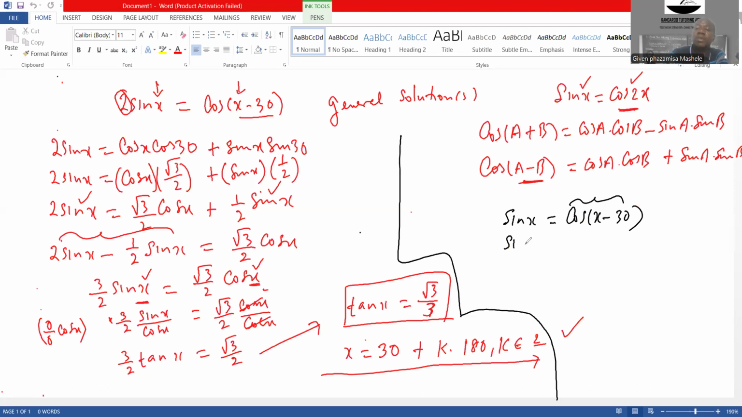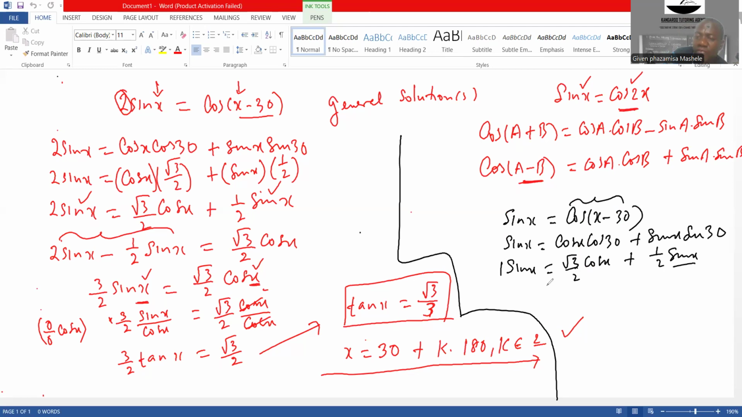Because with the compound angle, this was going to be cos x cos 30 plus sine x sine 30. So this will be sine x, then this was going to be root 3 over 2 cos x, then this will be half sine x. Then we transpose this one to the right-hand side. So when you transpose, it will be 1 sine x minus half sine x, then root 3 over 2 cos x. Then we divide both by cos to have tan, this will be half tan x equals root 3 over 2.